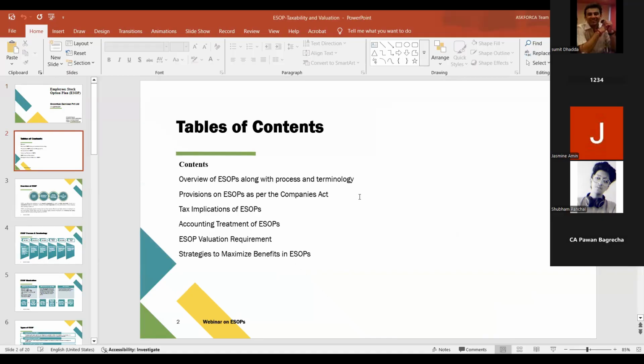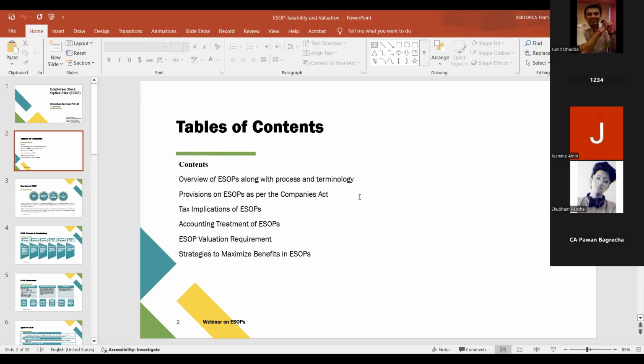Let's start the session. Today we are going to discuss these topics on ESOPs: a broad overview of ESOP along with process and terminology, and the provisions of the Companies Act which are applicable to ESOP. What are the restrictions and provisions we have to keep in mind while implementing ESOP in any company, and what will be the tax implication of ESOP as per the Income Tax Act.